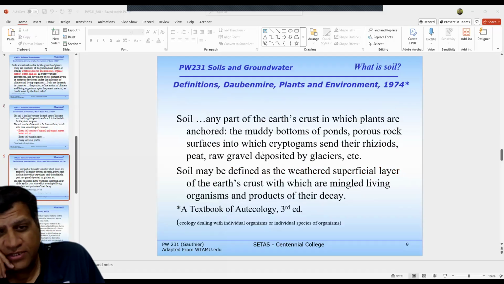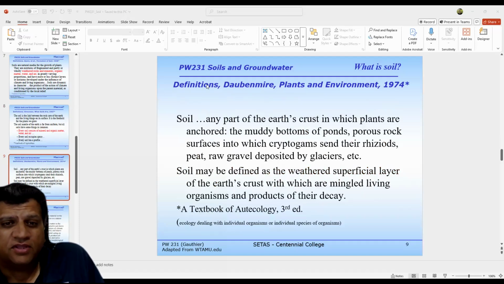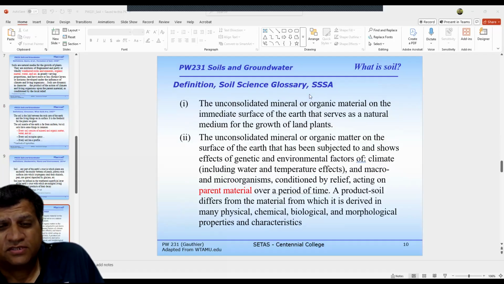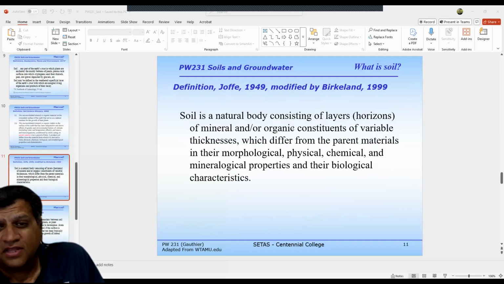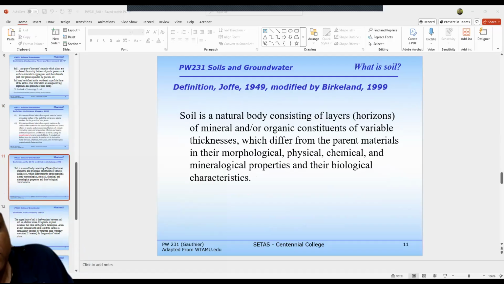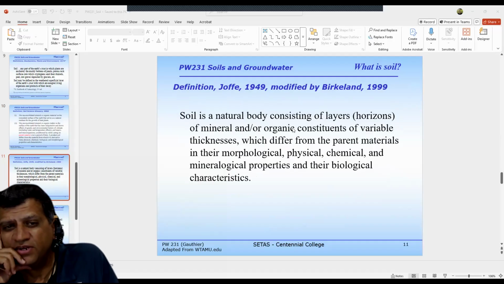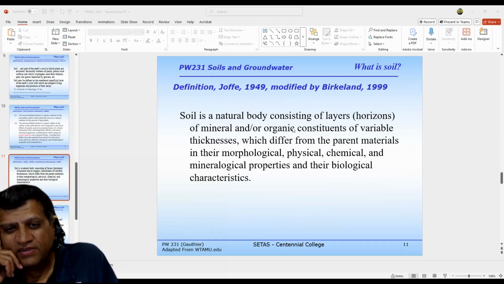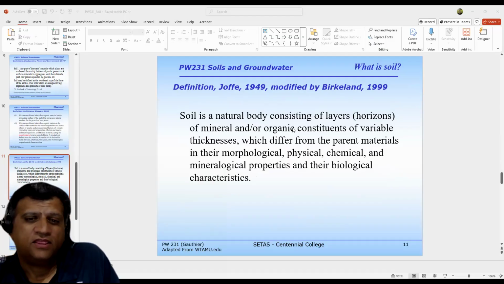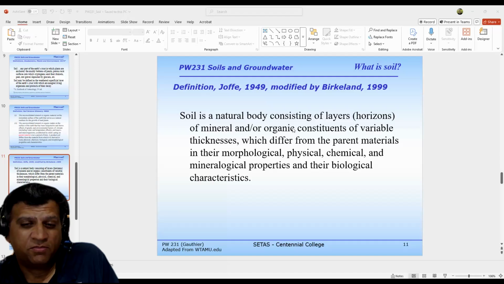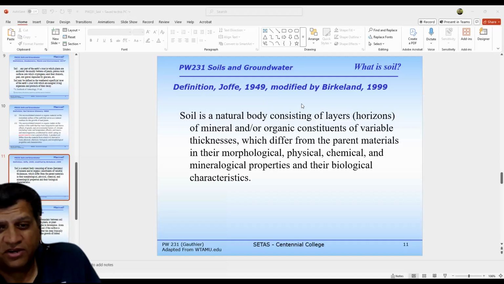These are some interesting notes on it from different books, like, for example, definitions from this book, Plants and the Environment from 1974. Here's the soil science glossary. I like this one a lot. A soil is a natural body consisting of layers and horizons of mineral and or organic constituents of variable thicknesses, and they differ from the parent material in their morphological, physical, chemical, and mineralogical properties and their biological characteristics.